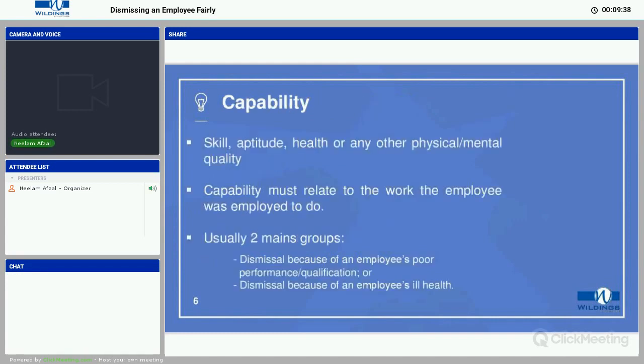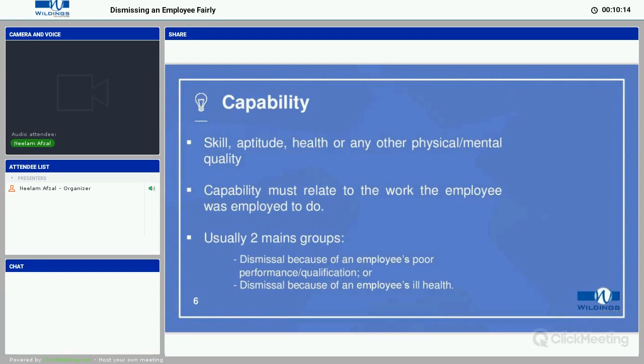So when we're looking at capability or qualification, a capability dismissal is where the employee is not able to do his or her job, and provided that the employer has followed a correct procedure, it will be fair to dismiss the individual. Now, when the tribunals look at how to measure capability, they look at the employee's skill, aptitude, health, or any other physical or mental quality. And the capability must relate to the work that the employee is employed to do.